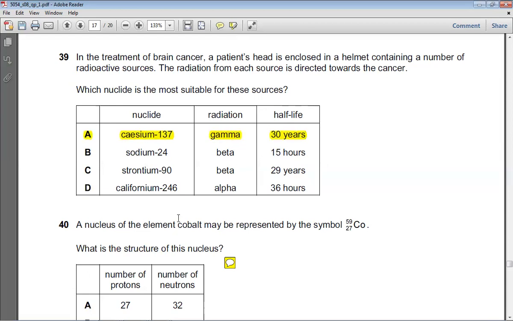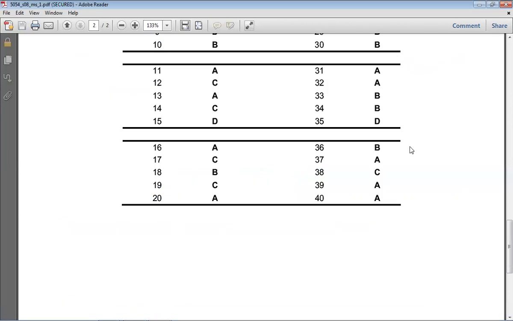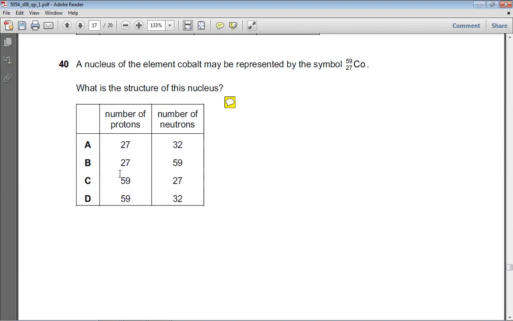Beta might be stopped by the bones, and its half-life is 15 hours only. And due to this half-life, we cannot use it because you have to buy it again and again then. So I think A is the choice. Question number 39, I think A is the choice. Question number 39, A is the right choice, sir.